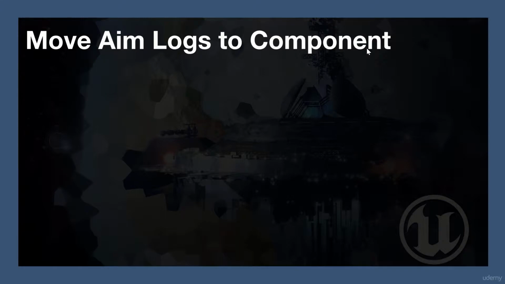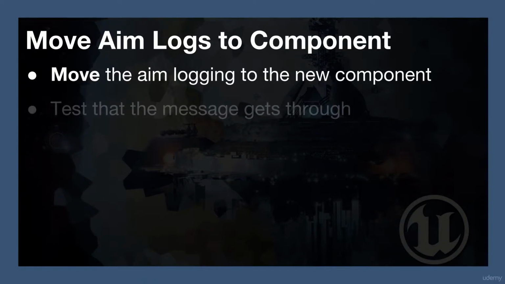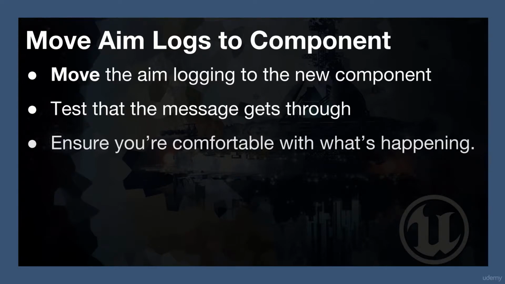So it's challenge time. I want you to move the aiming logs, the things that are giving us our logs about where we're pointing, to the new component. Move them, don't copy them, so that they're in one new place and we can be sure it's working. Obviously recompile your code and make sure that the message still gets through to the log. And when you've done that, take a step back and ensure that you're comfortable with what's happening overall, and then I'll show you quickly how I do that, and then we'll end the video. So see you in a moment.